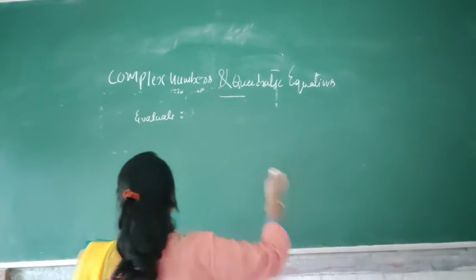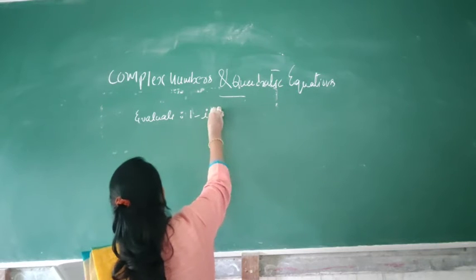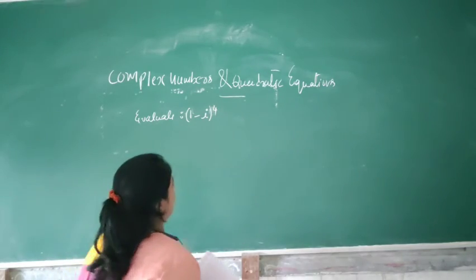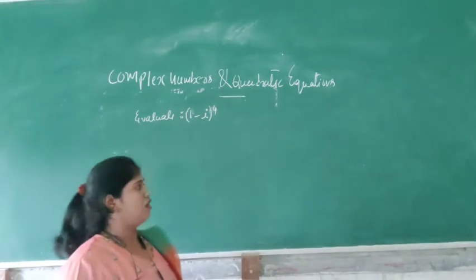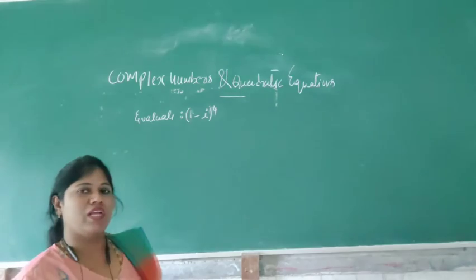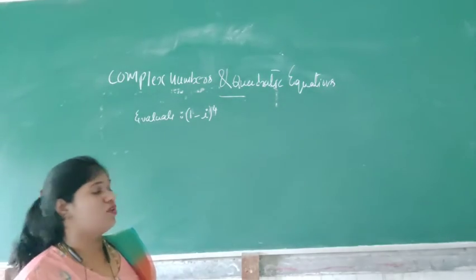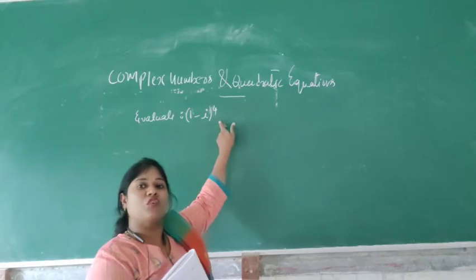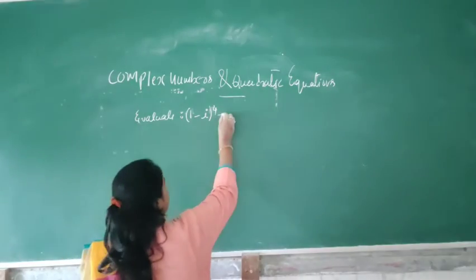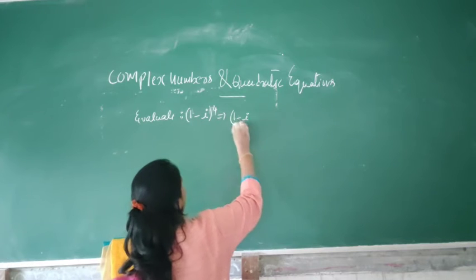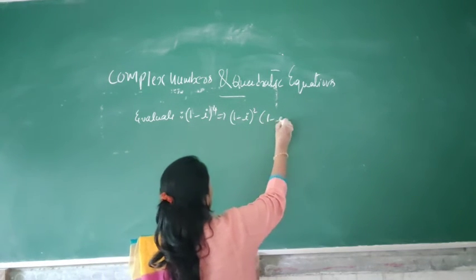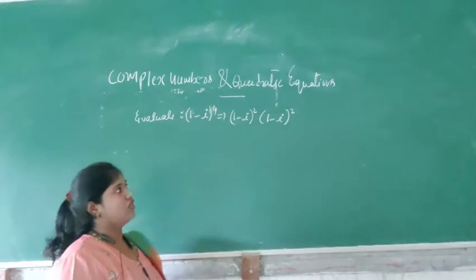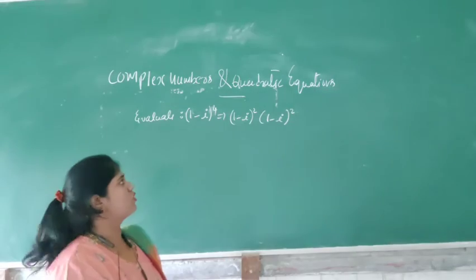Next example is (1 minus i) whole to the power of 4. Is there a formula? No. Instead of that, we can use (a minus b) whole square into (a minus b) whole square, because the power is 4 here. So it can be written as (1 minus i) whole square into (1 minus i) whole square. That is only a into a equals a raised to m plus n.